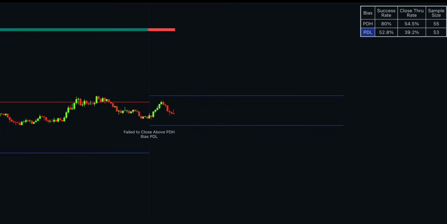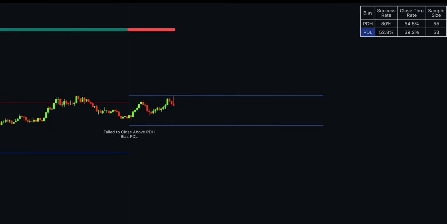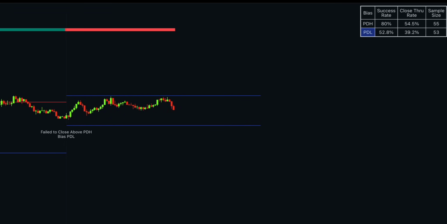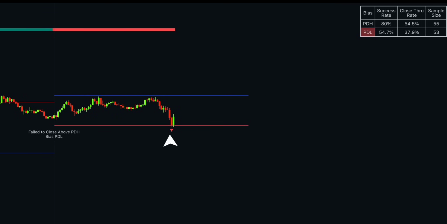Each new day starts by drawing out the PDH and PDL levels. They start out as blue and turn red once traded through. These are the default colors, which can be changed in the indicator's settings. The triangles you see are plotted to indicate the time at which PDH or PDL was traded through. This color scheme is also applied to the table in the top right.